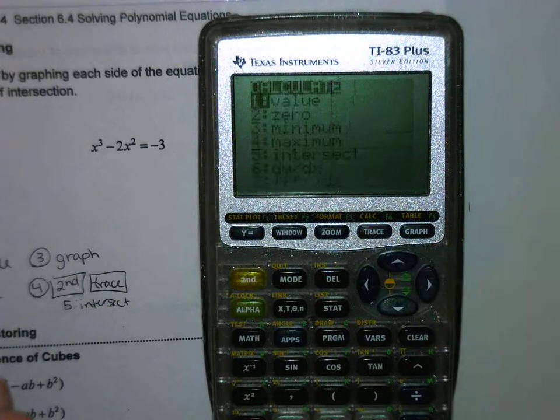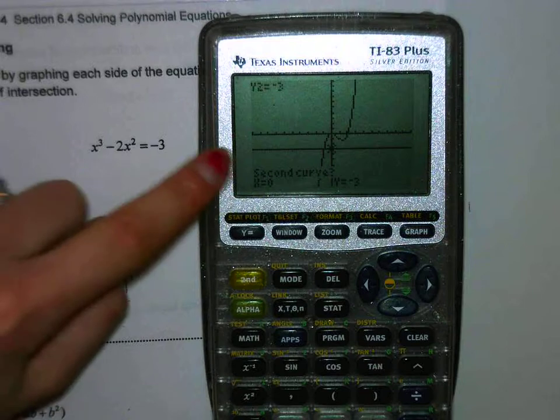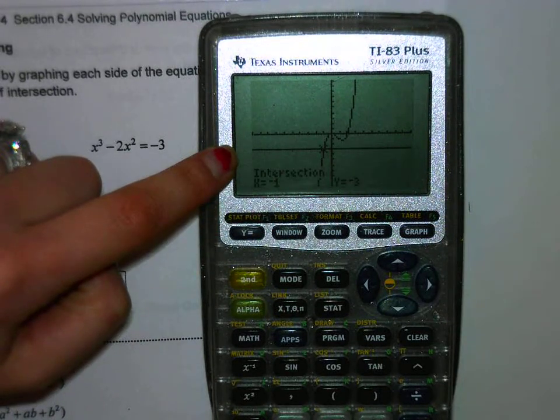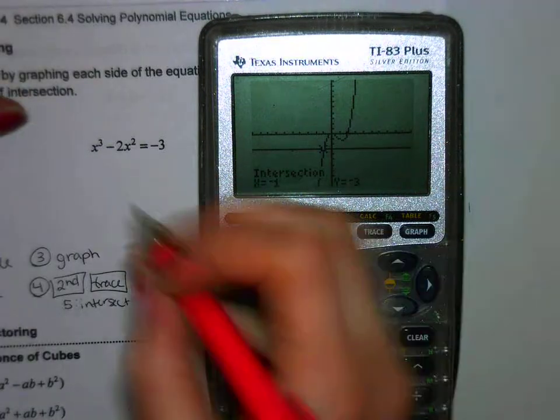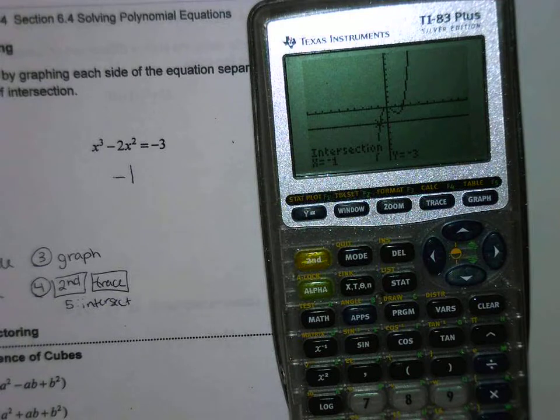So second, trace, number 5. I'm on my first curve. I'm on the second curve, guess. After I hit enter on guess, my intersection is at -1. So our solution to this is just at -1. Alright, let's look at the last problem.